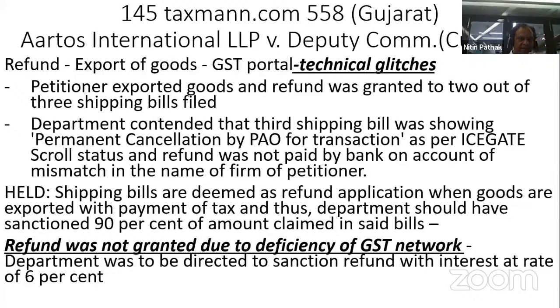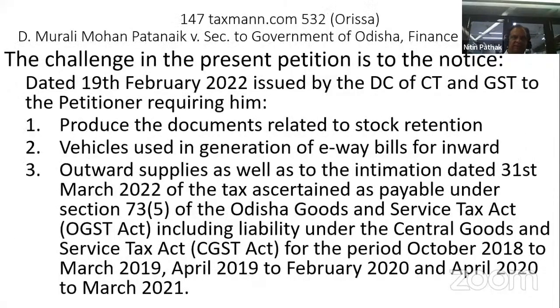Now I am explaining the case. The petitioner exported goods, and refunds were granted for 2 out of 3 shipping bills. The department contended that the third shipping bill was showing cancellation, and that as per ICEGATE status the refund was not paid by the bank on account of a mismatch in the name of the firm. The shipping bills are deemed refund applications when goods are exported with payment of tax, and thus the department should have sanctioned 90% of the amount claimed in the said bill. The refund was not granted due to a deficiency in the GST network. The department was directed to issue the refund along with interest at the rate of 6%.